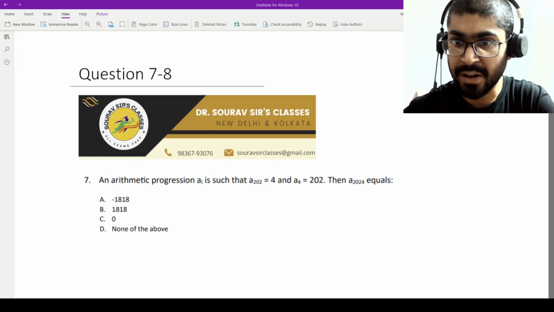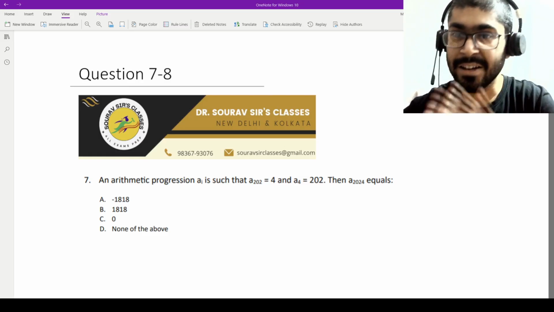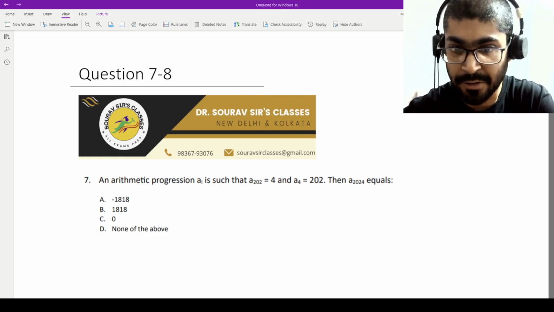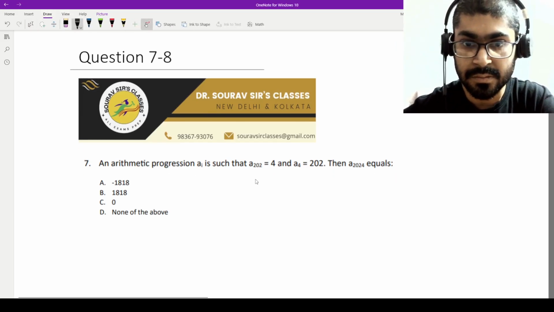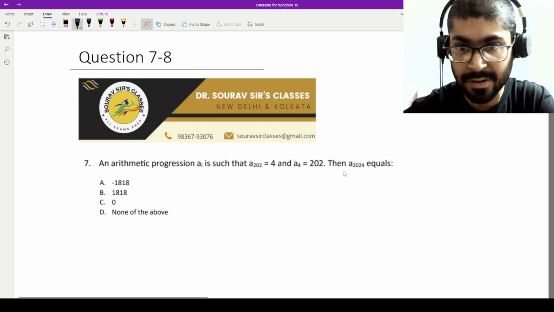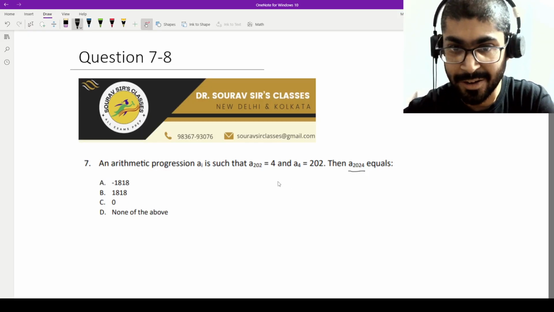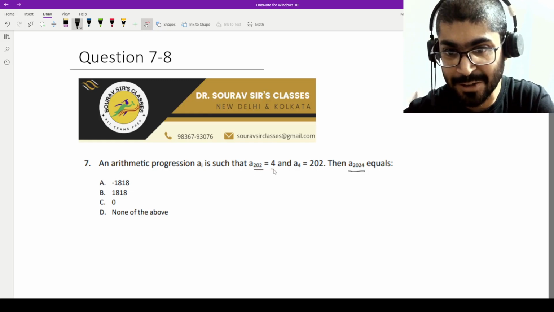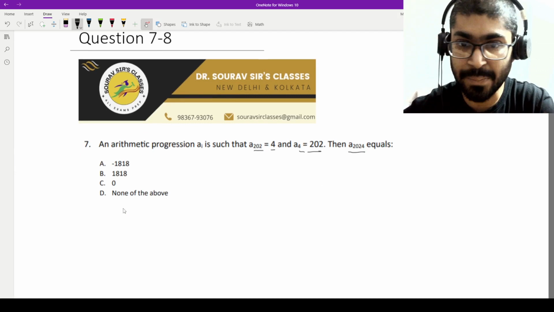We're at question 7. Question 7 is a simple question on AP. Well, it's technically not even a question on AP, it's just a question on simultaneous equations. Question 8 is dependent on vectors, so we'll solve it as well. Question 7 asks for a very simple value of A 2024. A 202 is equal to 4 and A4 is equal to 202, then find A 2024. Very simple ask.